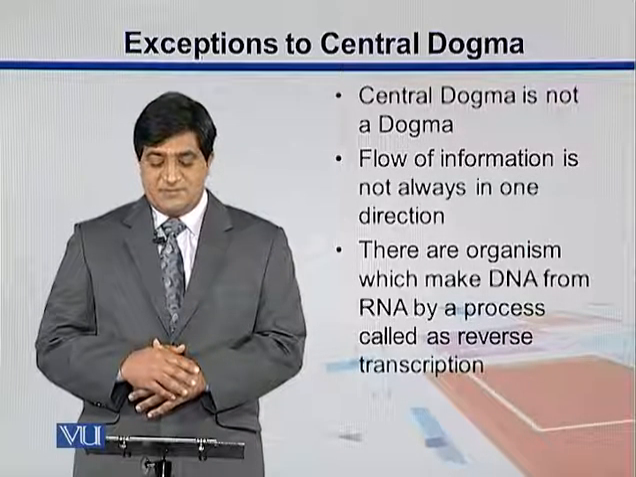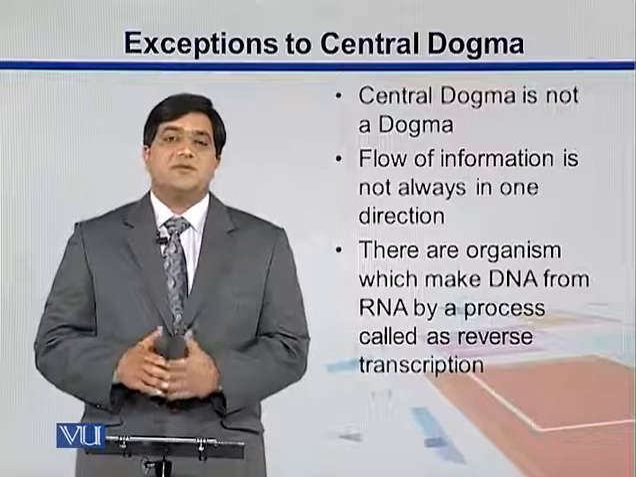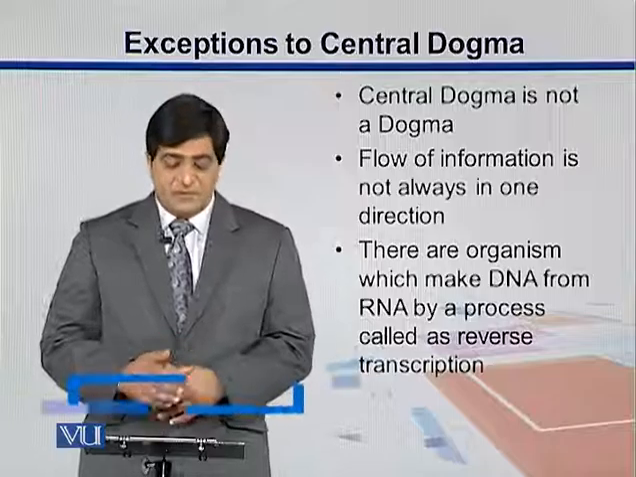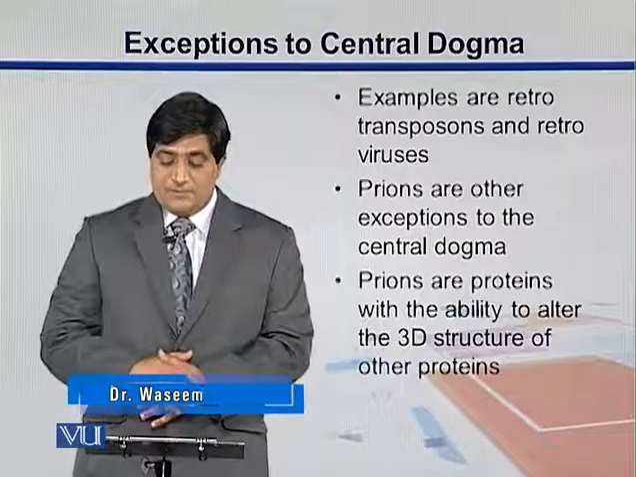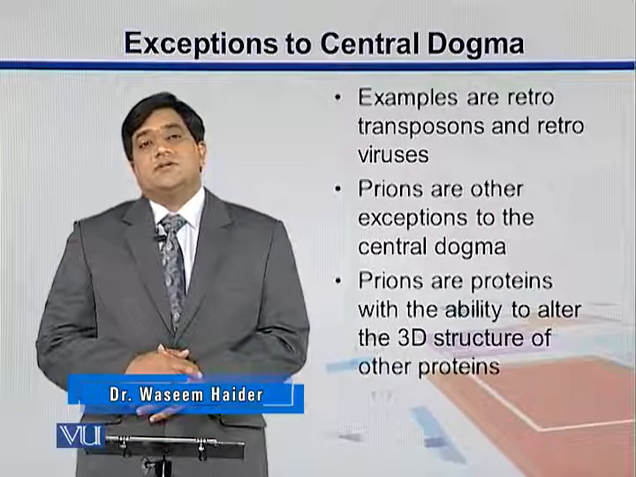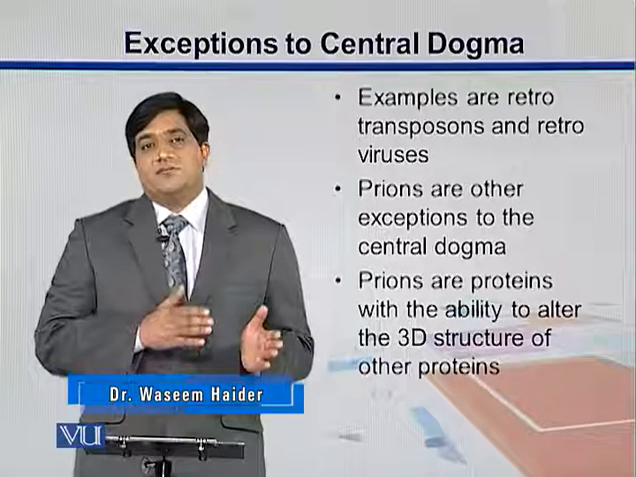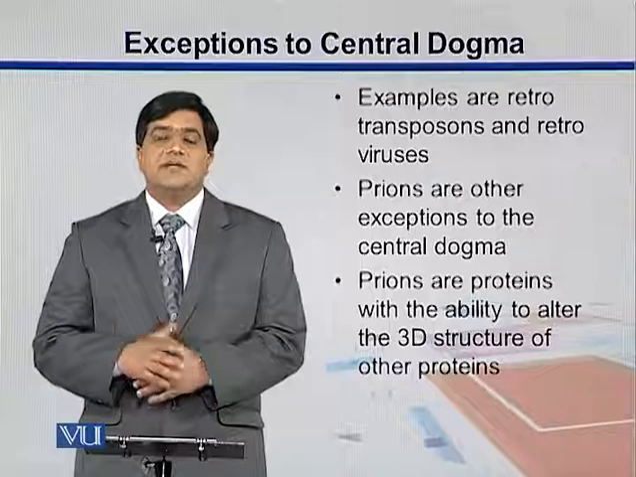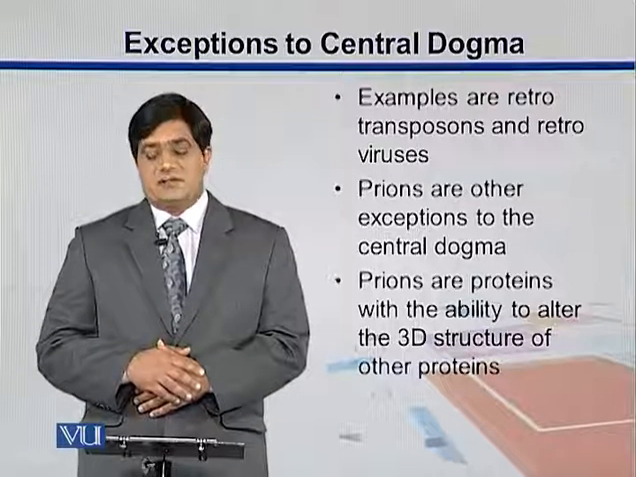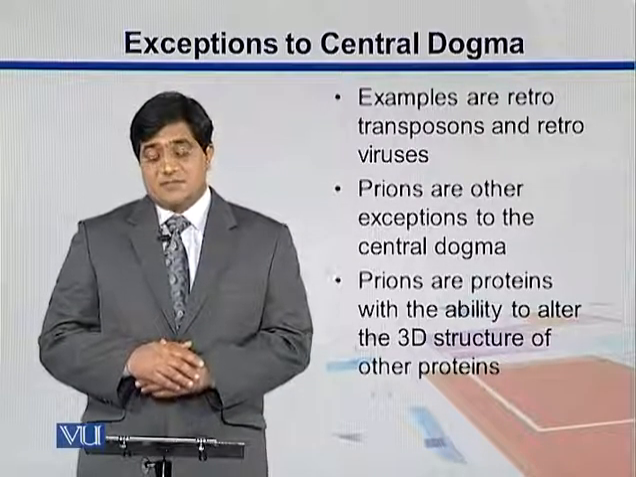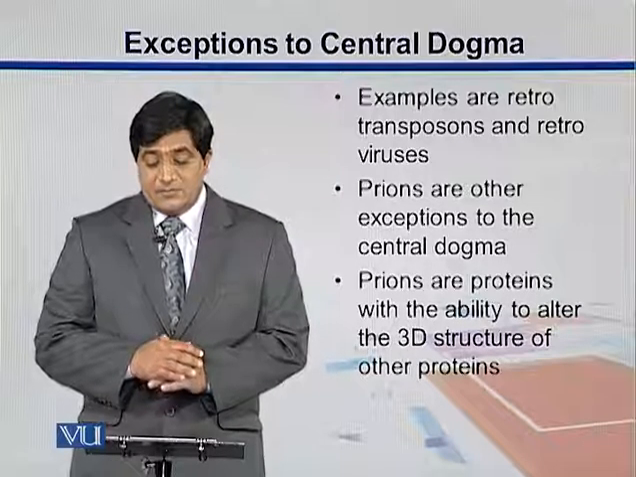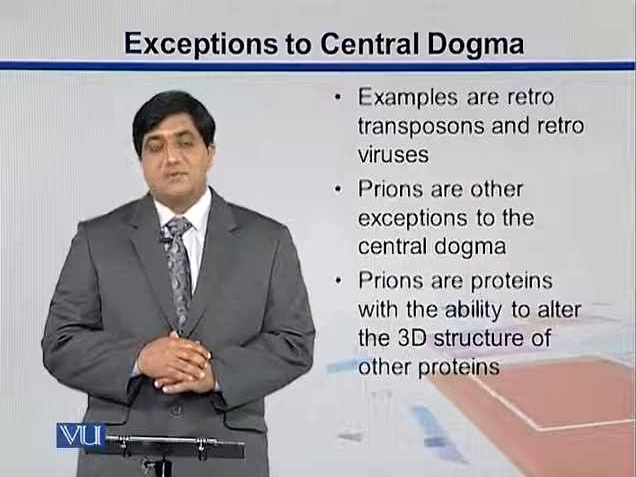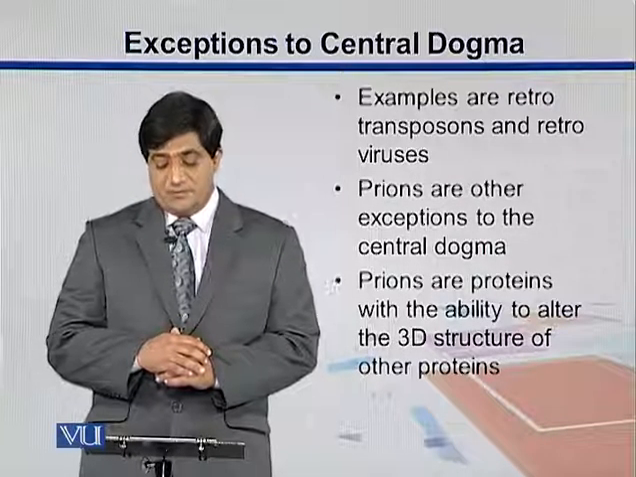There are some organisms in which the DNA is made from the RNA. The process is called reverse transcription. In the same way, there are some proteins which change from one form to another form, and then they can also cause some diseases. So these are also exceptions to this central dogma. The examples are retrotransposons and retroviruses, and the proteins I was talking about are prions.